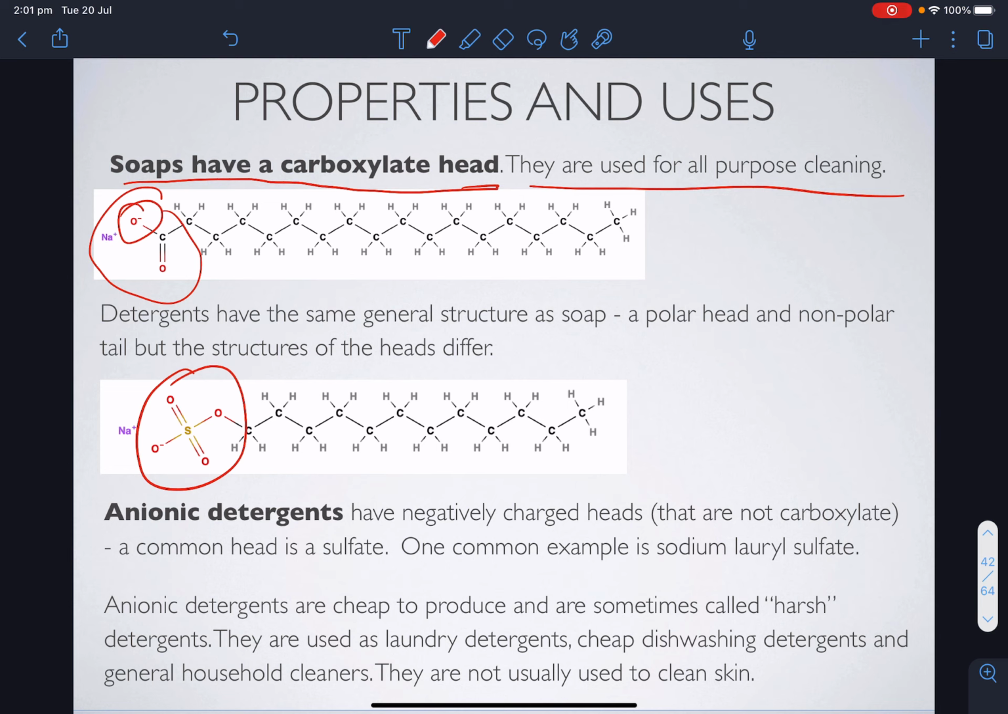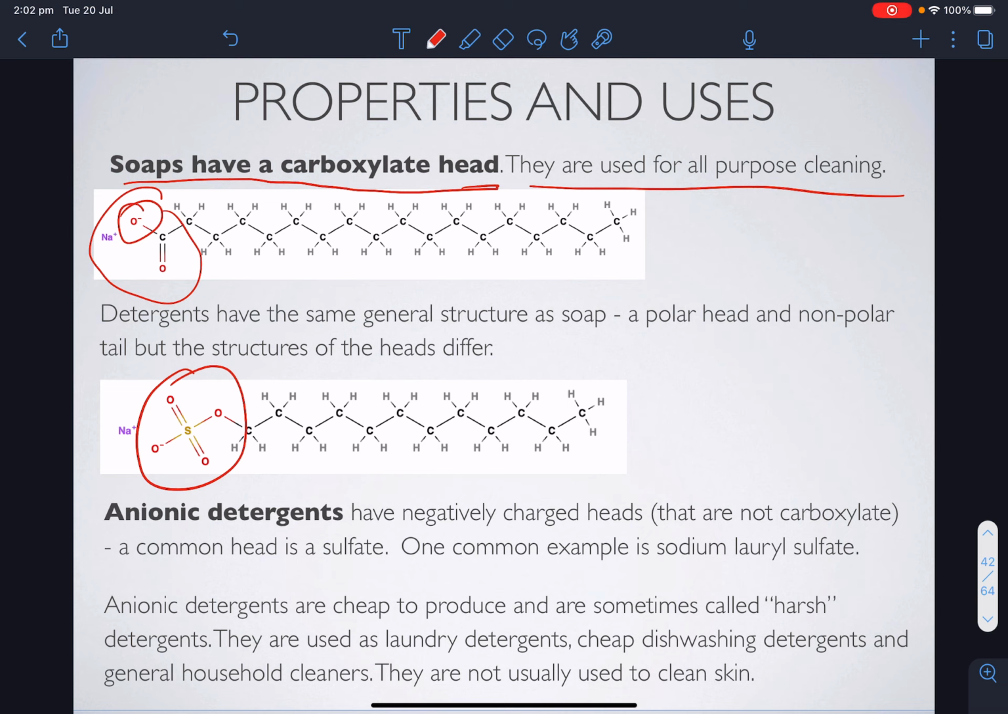Okay, so anionic detergents are cheap to produce, and they're sometimes called harsh detergents. That term is used. Usually we say that because on skin they do a really good job of capturing all the oils and fats on your skin and removing them. So you get dry hands and flaky skin because of these detergents. That's why they're called harsh. They do too good of a job cleaning skin.